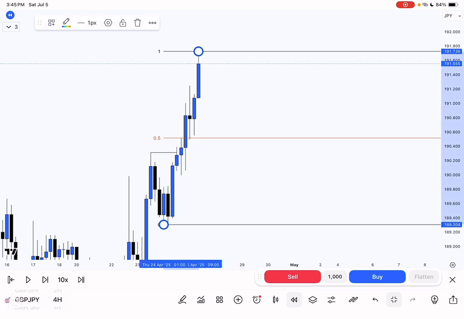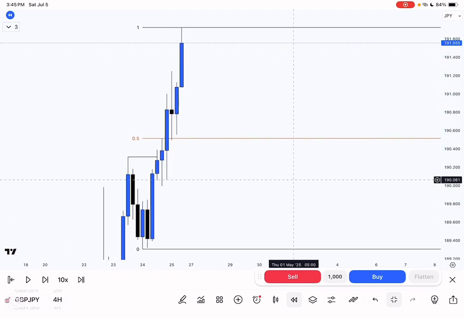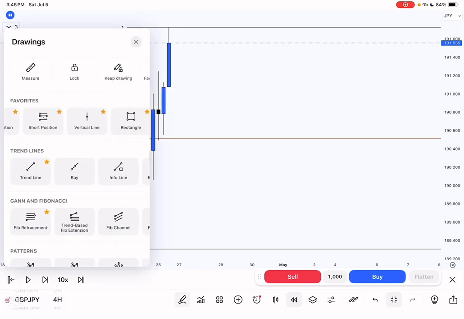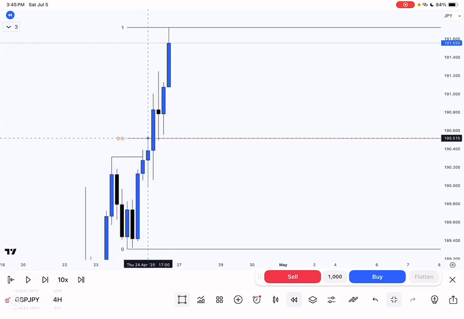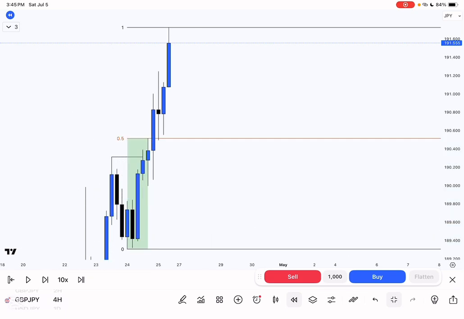Why? Because you're trying to make sure you are buying below the 50% of the dealing range. Now what you try to do is look for your point of interest in the discount zone, meaning from this high down until this swing low. All you are trying to do presently now.